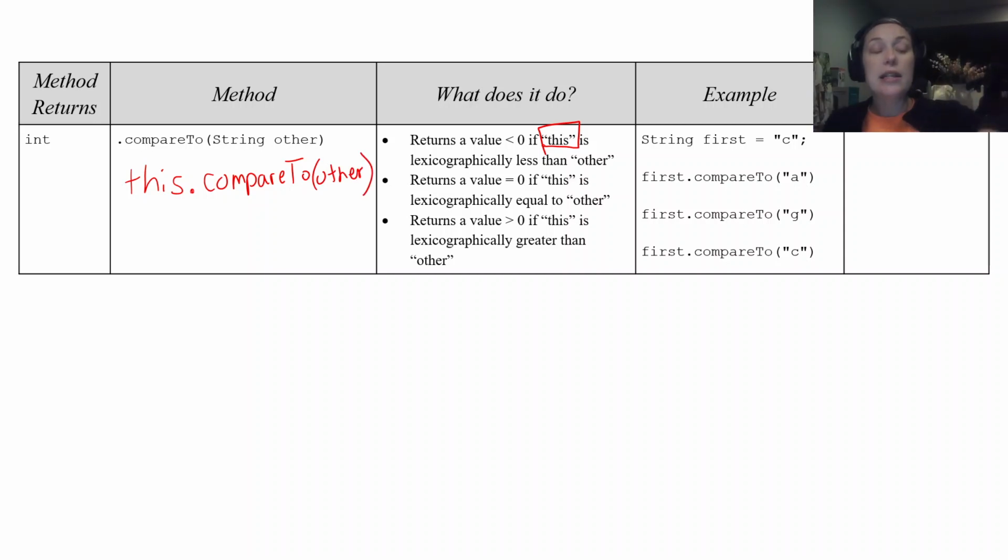Okay, this is the calling reference, what comes before the dot. And then when we talk about other, that's your parameter, that's what's in parentheses. So when we say this is lexicographically less than other, that means that this comes after other in the dictionary. It's a little confusing. Okay, so we're going to go through some examples here to help.